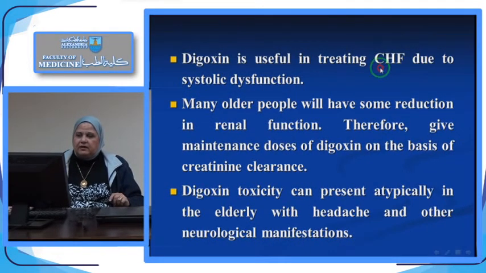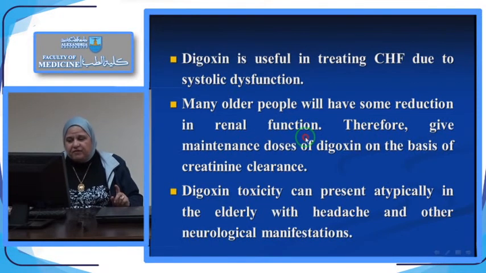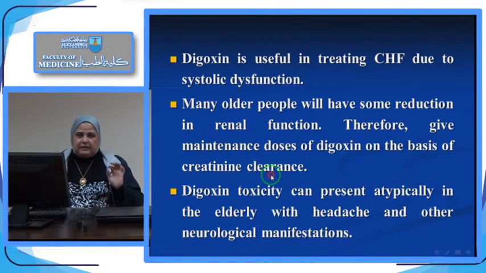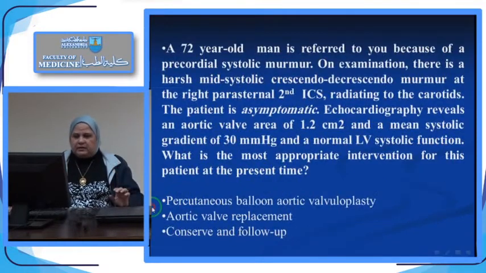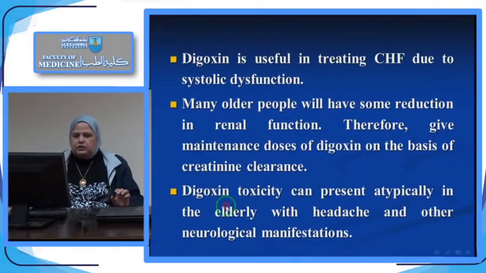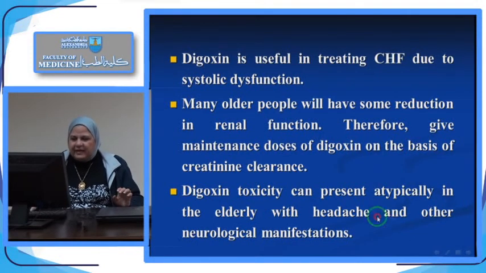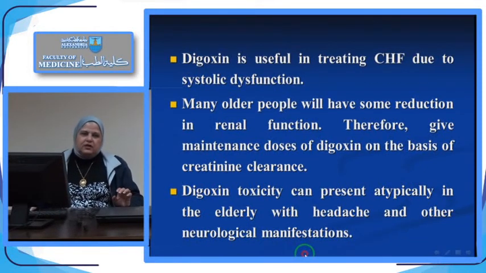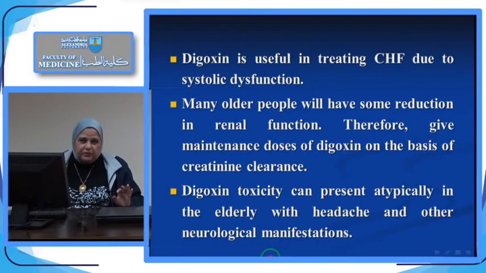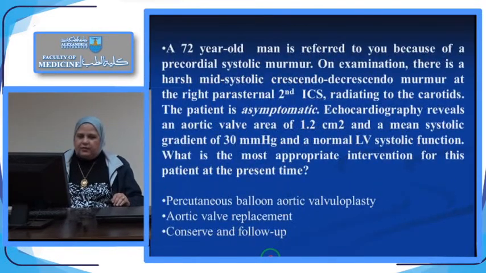Digoxin is useful in treating congestive heart failure due to systolic dysfunction only and not diastolic. Many older people will have some reduction in renal function, therefore give the maintenance dose of digoxin on the basis of creatinine clearance. And if you can use digoxin in the short term, it is better. Digoxin toxicity can present atypically in the elderly with headache and other neurological manifestations. Take care with any symptomatology on top of the use of digoxin in the elderly if you use and continue digoxin.